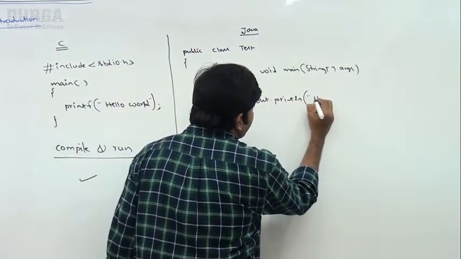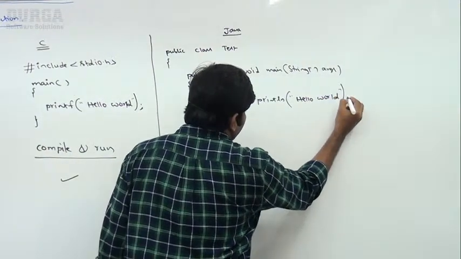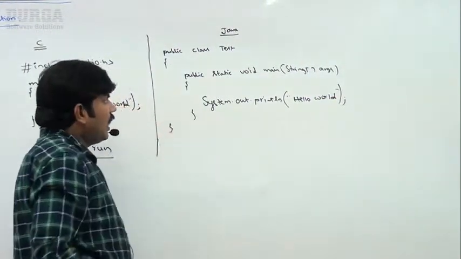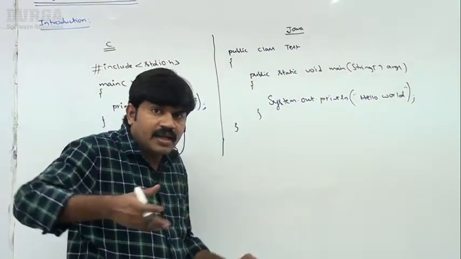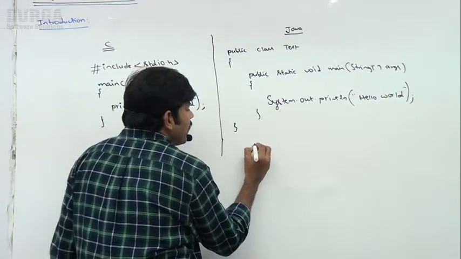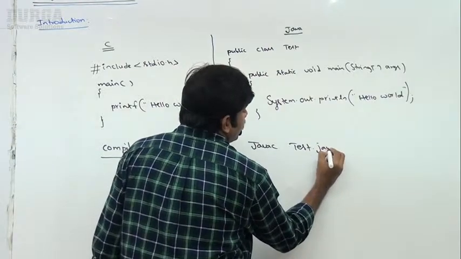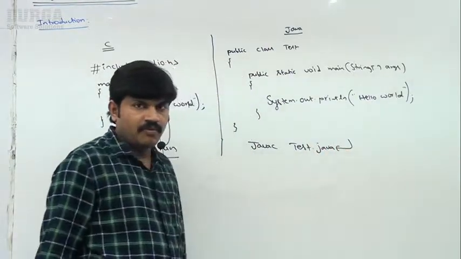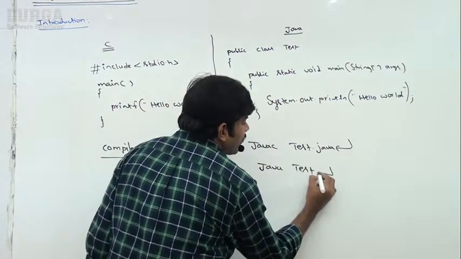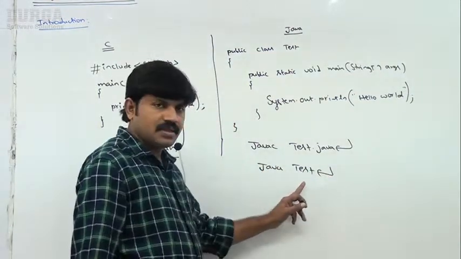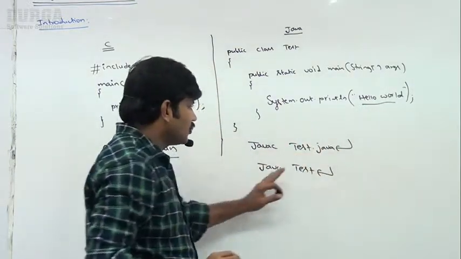Here we have to take hello world, like this I'm taking, sir. Then I have to compile this code and run this code. To compile, most of the people are already aware, javac test.java, the code is going to compile. Once the code compiles, java test. Now you can see hello world on the console, right?